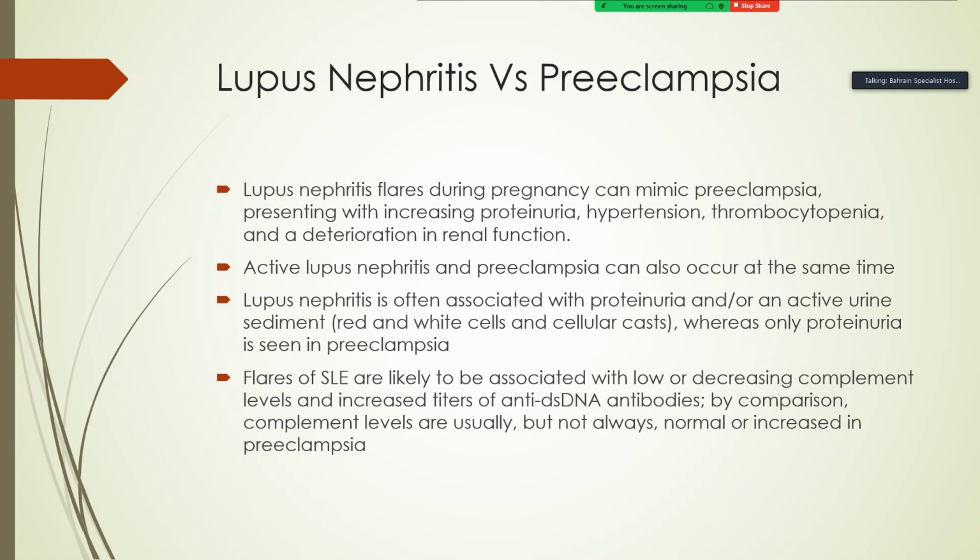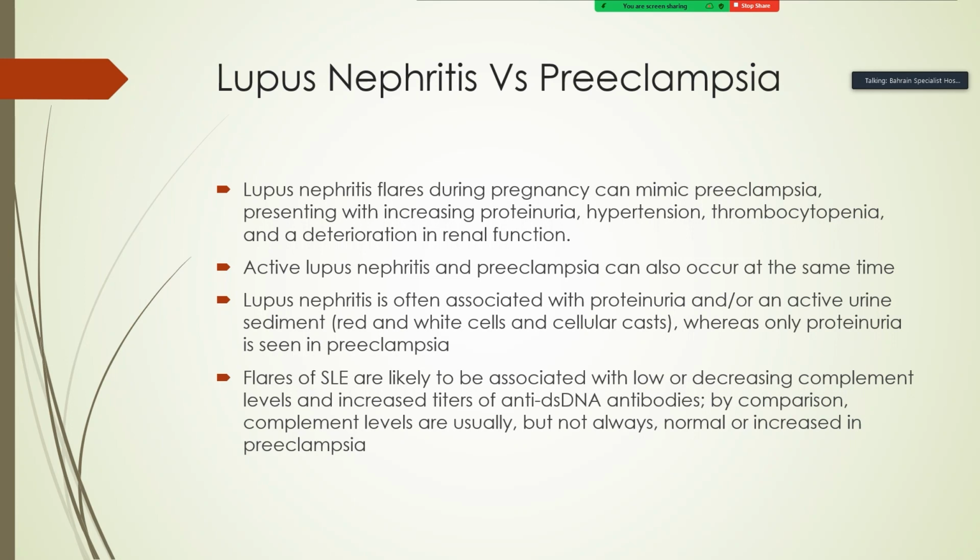So how to differentiate between lupus nephritis and preeclampsia? Because basically the symptomatology sometimes overlaps, so we should be able to differentiate between them. Lupus nephritis flares are common and can mimic preeclampsia, or both lupus nephritis and preeclampsia can be there at the same time. Lupus nephritis is usually associated with proteinuria and an active urine sediment, like red or white cell cast or cellular cast if a person is having a lupus nephritis flare. Whereas only proteinuria is seen in preeclampsia, we can't see any active urine cast.